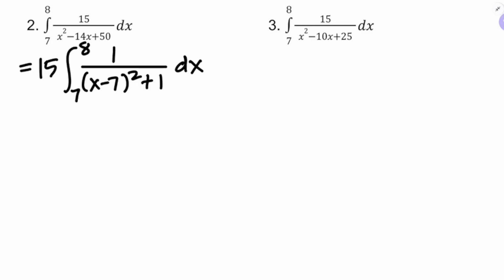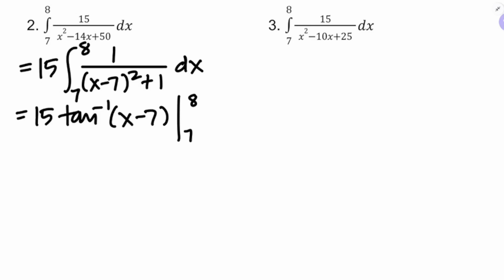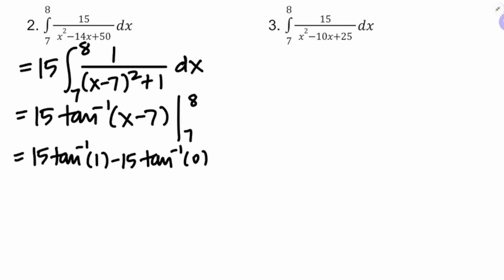Here, an antiderivative is going to be 15 arctangent of x minus 7. We're going to let x go from 7 to 8, so we plug in x equals 8 and get 15 arctangent of 1, and plug in x equals 7 and get 15 arctangent of 0. The most obvious place on the unit circle where tangent theta equals 1 is theta equals pi over 4. So I have 15 pi over 4 minus 15 arctangent of 0. The most obvious place where tangent theta equals 0 is theta equals 0. So I have 15 pi over 4 minus 15 zeros, and that's 15 pi over 4.